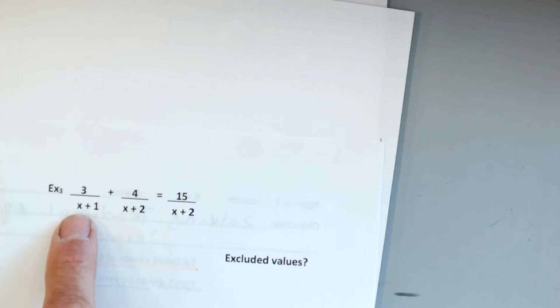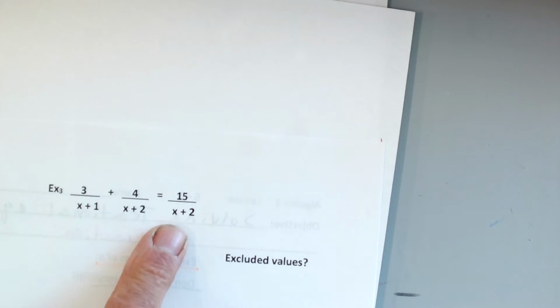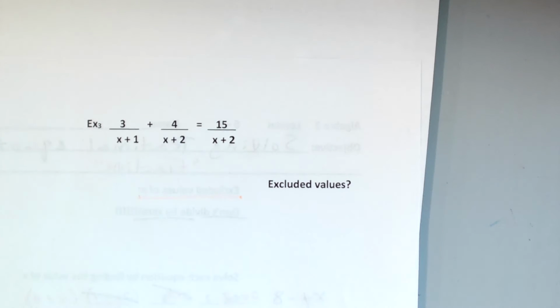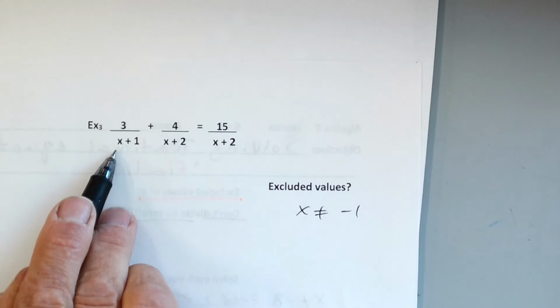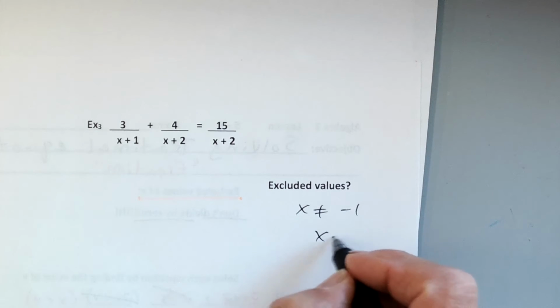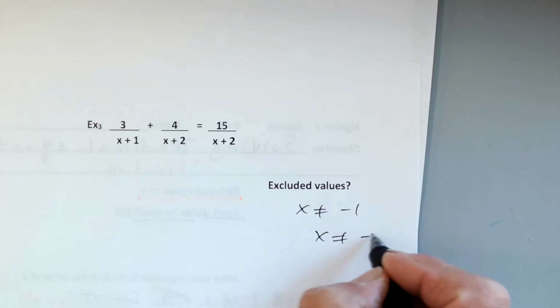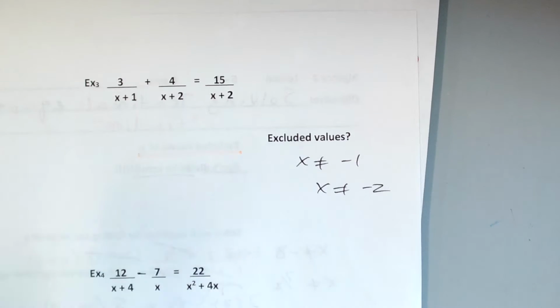Now, if I've got 3 fractions, then what I need to do is add them, okay? And make a fraction equal to a fraction, okay? Before I do anything, excluded values, let's see, x cannot equal negative 1, and x cannot equal negative 2. Do you guys agree with that? Now, this one, there's an easy way to do it, and there's a hard way to do it. You want to see the easy way?